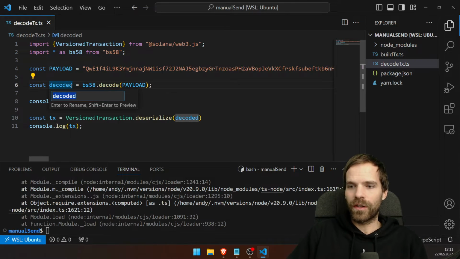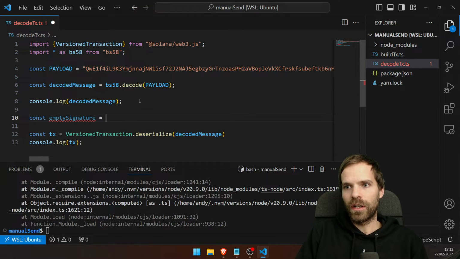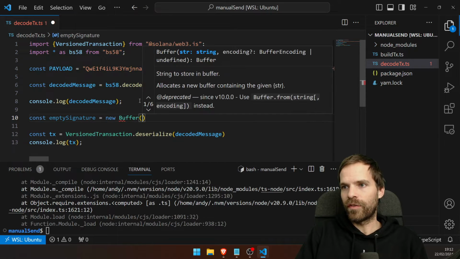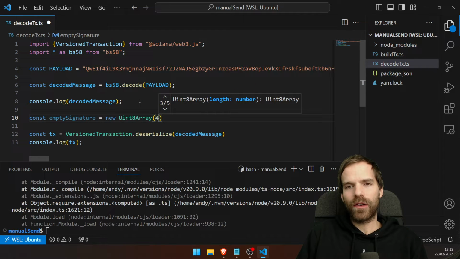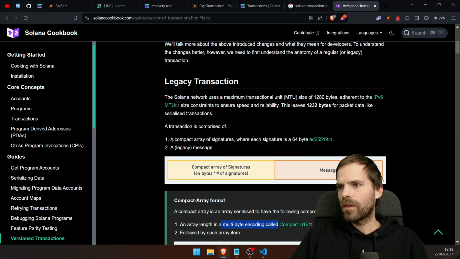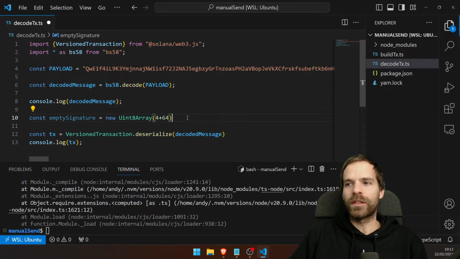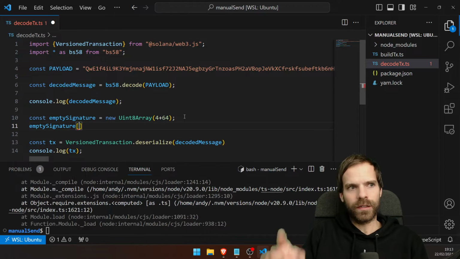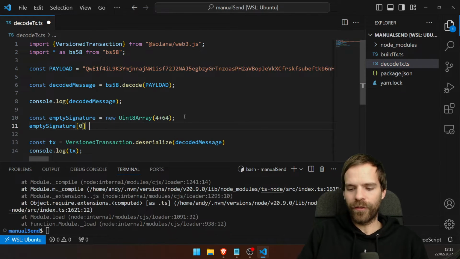Let's call this the decoded message. Signature is new Buffer. So 4 bytes for the length plus a signature is how long? 64 bytes, right? Compact array of signatures, 64 bytes. Bam. I know my stuff. So that's for 1 signature. And it's little endian anyway, so at the first position I can write a 1. And the actual signature stays 0.